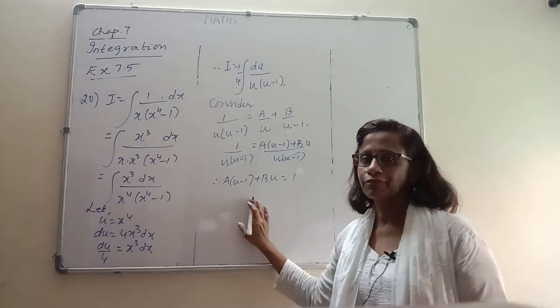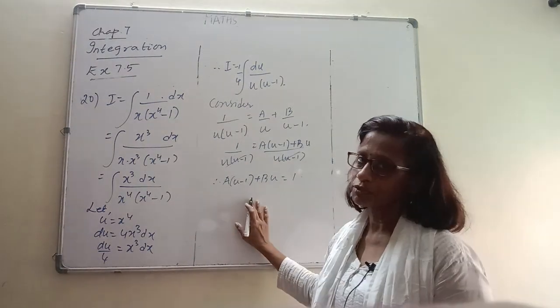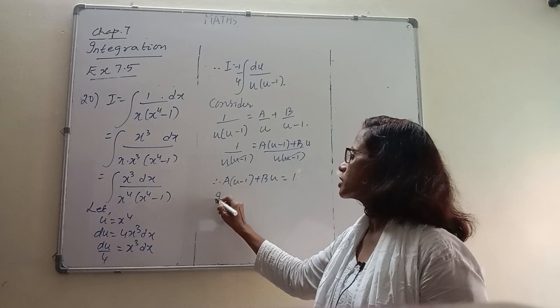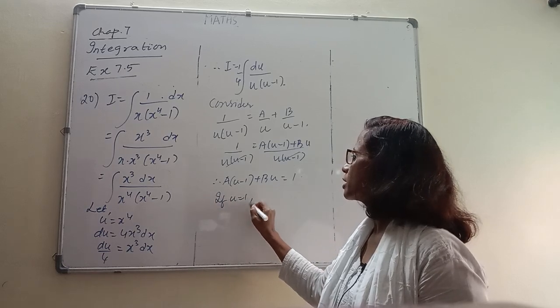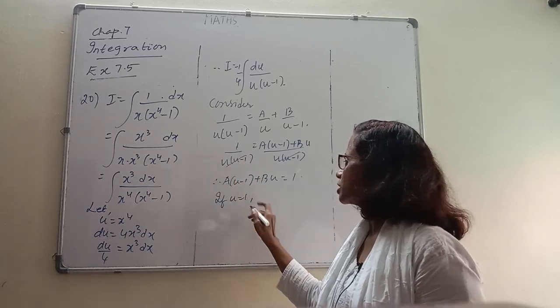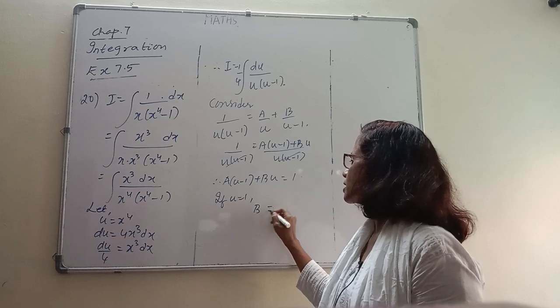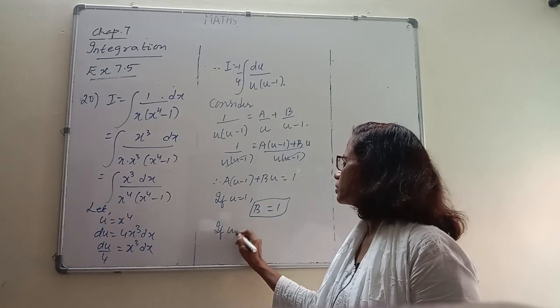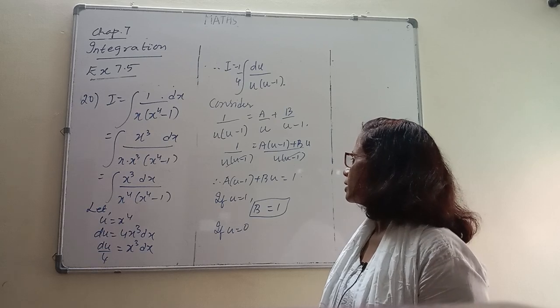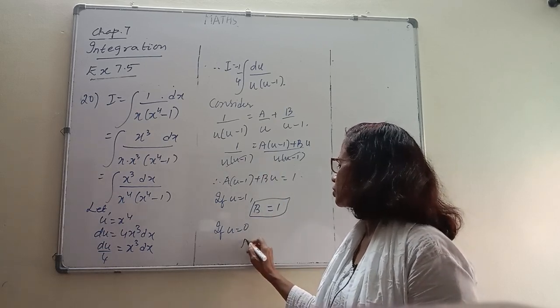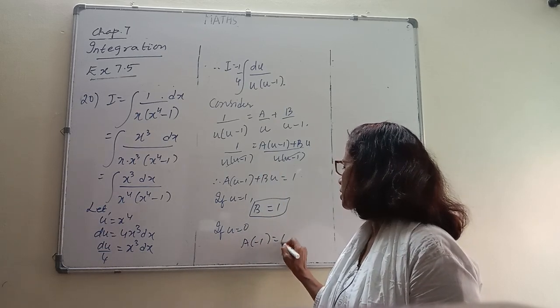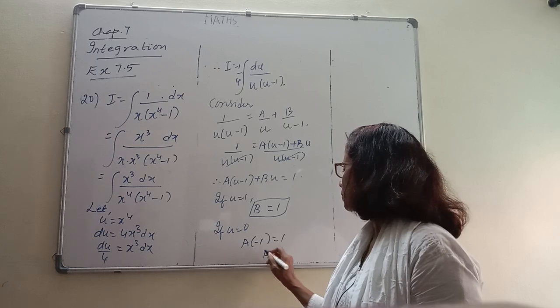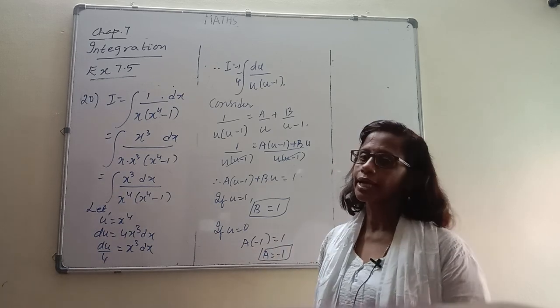Obviously now we have to get the values of A and B, for which we make substitutions. First, if u is 1, then this vanishes, so you get B as 1 directly. And then if u is 0, then this vanishes, so you have A times negative 1 as 1, which means A is negative 1. So you have got both the A and B values.